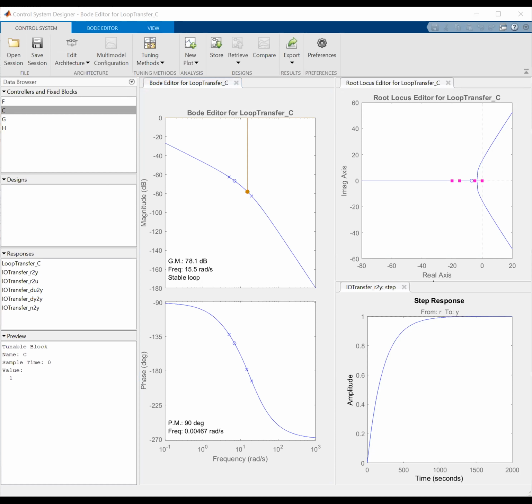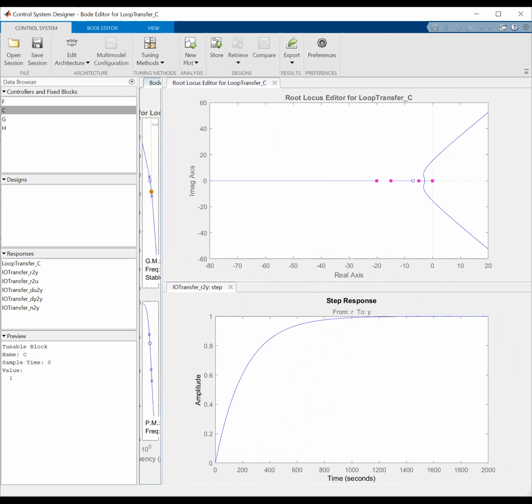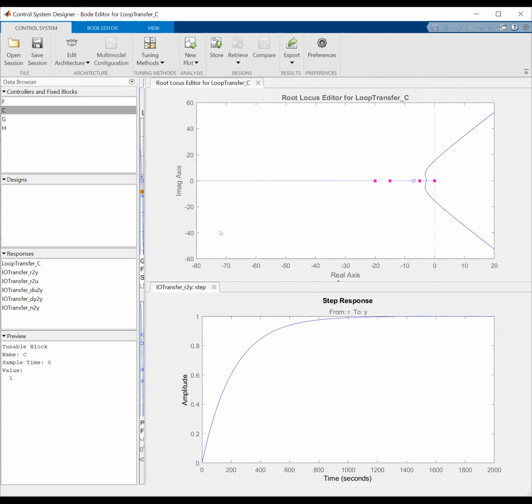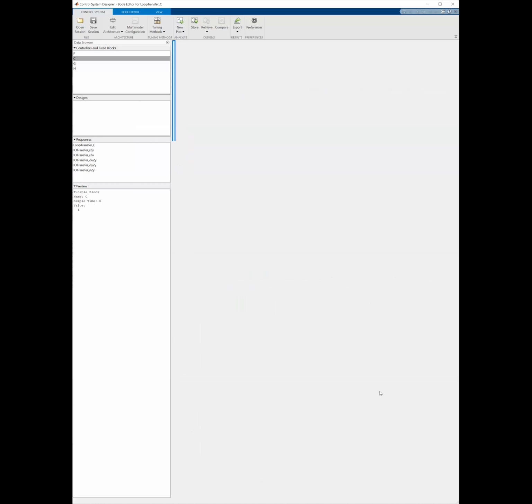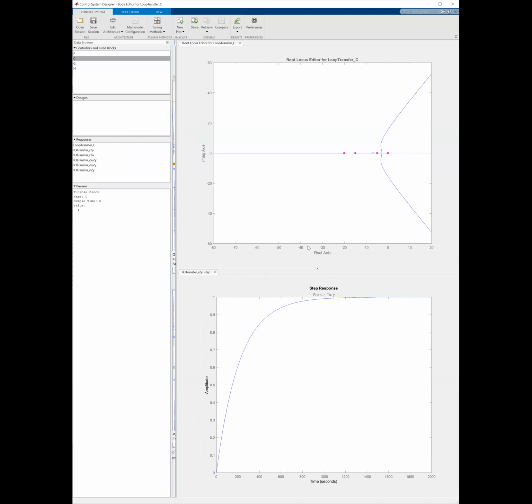C is nothing but, and you will see that in the preview, a compensator, or this is nothing but the value of the gain. We don't need the Bode plot. So what I'm going to do is look at the root locus for the time being. I have a root locus and a step response in the same plot, and that is very nice. This root locus is similar to the earlier root locus that we had.